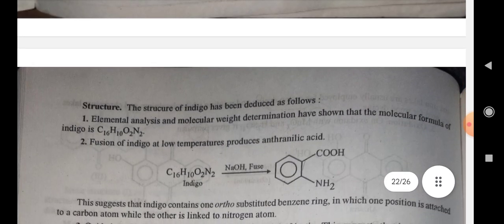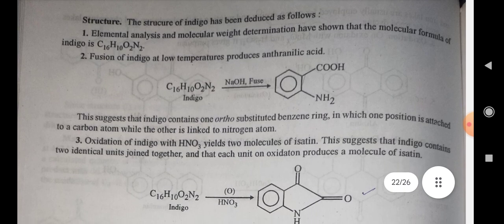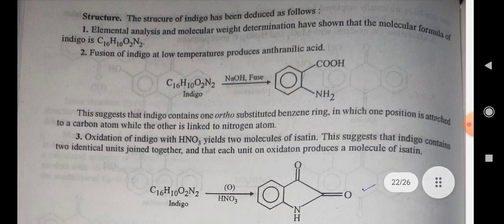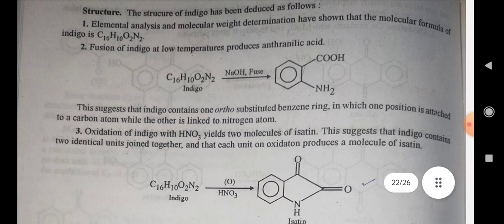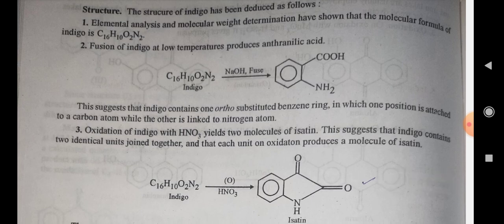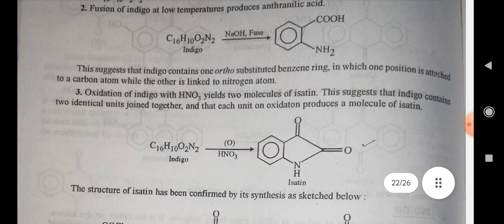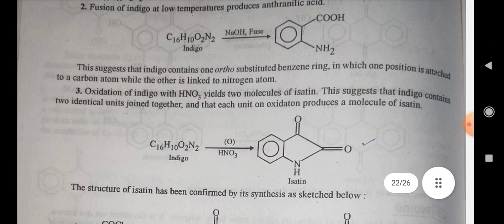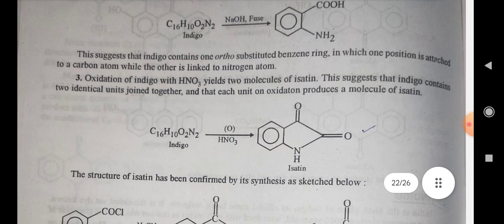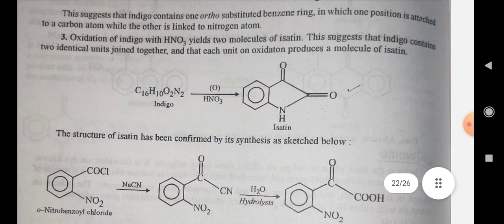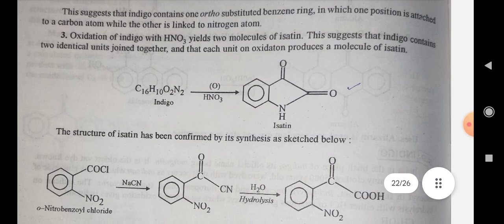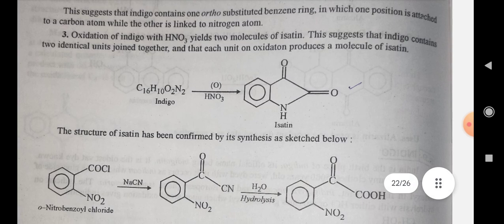Structure: the structure of indigo has been deduced as follows. Elemental analysis and molecular weight determination have shown that the molecular formula of indigo is C16H10O2N2. Fusion of indigo at low temperatures produces anthranilic acid. When indigo is fused with NaOH, it forms products. This suggested that indigo contains one ortho-substituted benzene ring in which one position is attached to a carbon atom while the other is linked to a nitrogen atom.